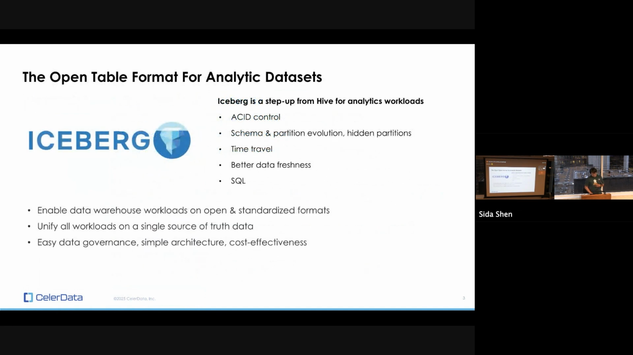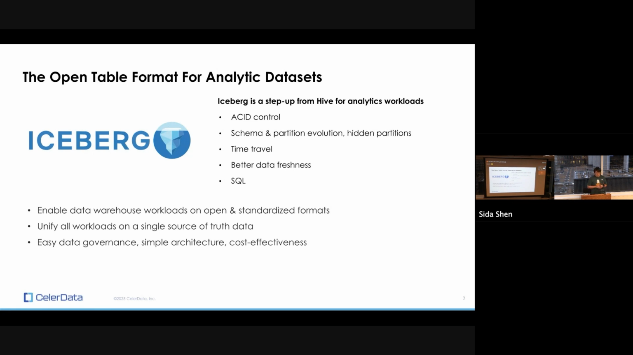So first, Apache Iceberg is a huge step up from Apache Hive. It has a lot of great features like ACID control, schema evolution, so you don't have to list files, whatever you want to do. Actually, it has a pretty strong metadata layer. So why are we doing that? Why are we building those data warehouse-like features on top of Apache Iceberg?